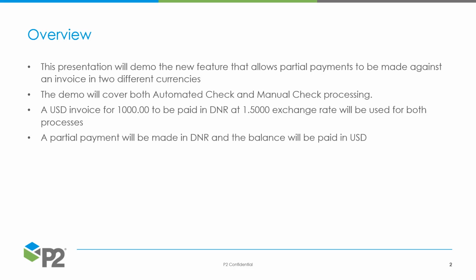As an overview, this presentation will demo the new feature that allows partial payments to be made against an invoice in two different currencies. The demo will cover both automated check and manual check processing. A USD invoice for $1,000 is to be paid in dinars at a 1.5 exchange rate, and that will be used for both processes. A partial payment will be made in dinar, and the balance will be made in USD.